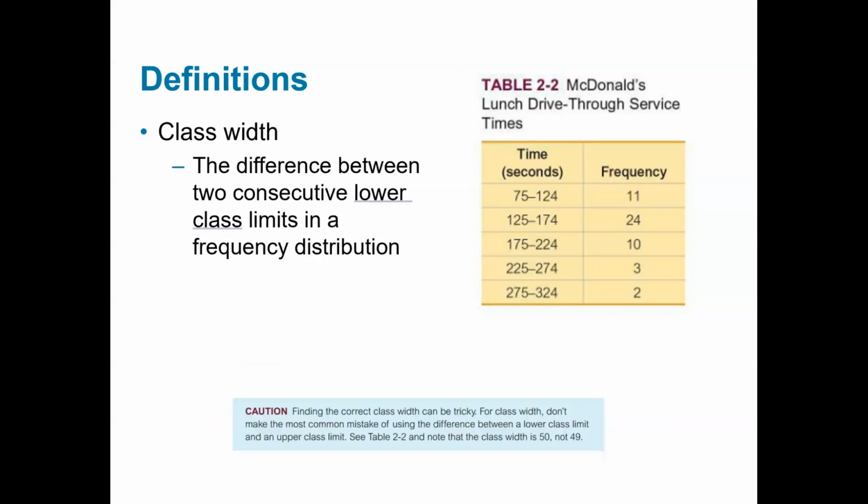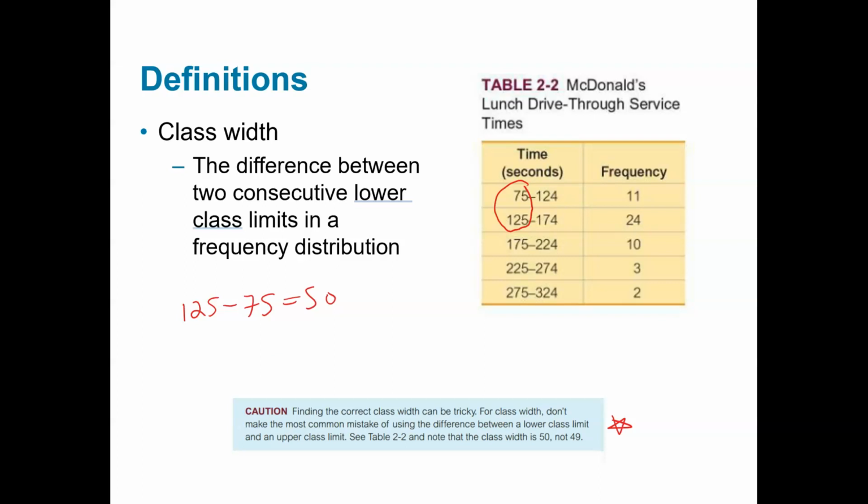Now, the class width is the difference between 2 consecutive lower class limits. So that would be these. You could also use the upper class limits if you wanted, but a common mistake is to subtract a lower and an upper. We actually don't want to do that, so just be super mindful. Class width, so it'd be 125 minus 75, so the class width is 50.